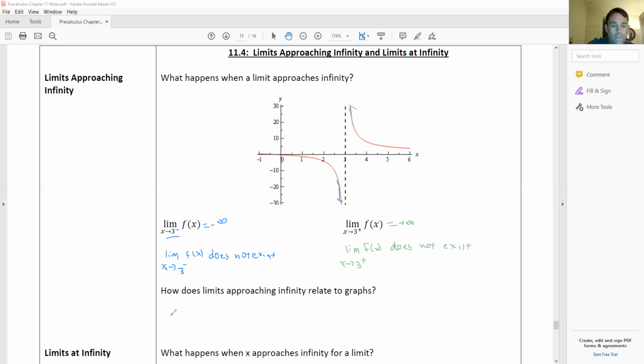So let's write that down. So when the limit at some number, and again, I don't really care if it's from the left side or the right side. I don't care what the number is either. When it approaches plus or minus infinity, we'd say that x equals that number. So whatever that number is, x equals that is the vertical asymptote to the function. So limits go to infinity, those are related to vertical asymptotes.